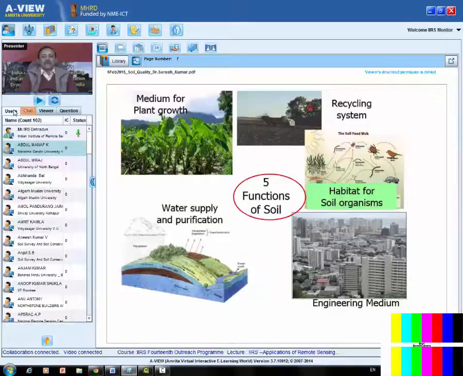It recycles nutrients, and is a habitat for many organisms and for us people. It is also an engineering medium. We know soil is used for brick kilns and other engineering measures, so it provides support for that purpose.